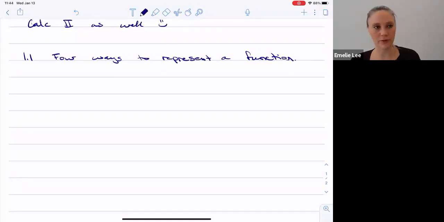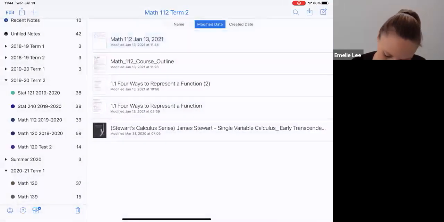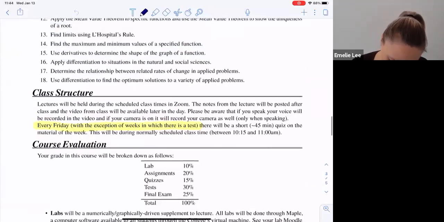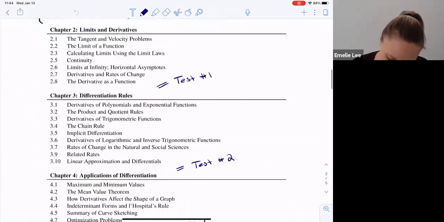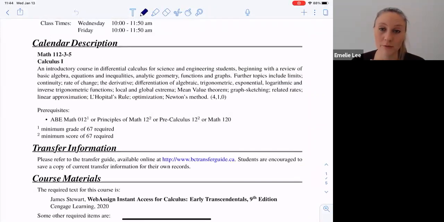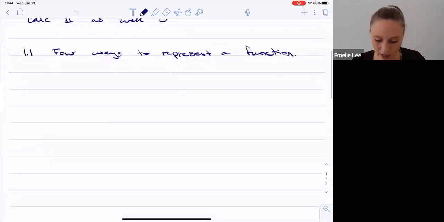Functions, right? You've talked about functions, whether you're coming from math. Is it 11 that you need for Calc 1, or is it math? Well, I can answer my own question from the course outline. Whether you came from Math 12 or Math 120, if you took it here at the college, some sort of pre-calculus, good to know.